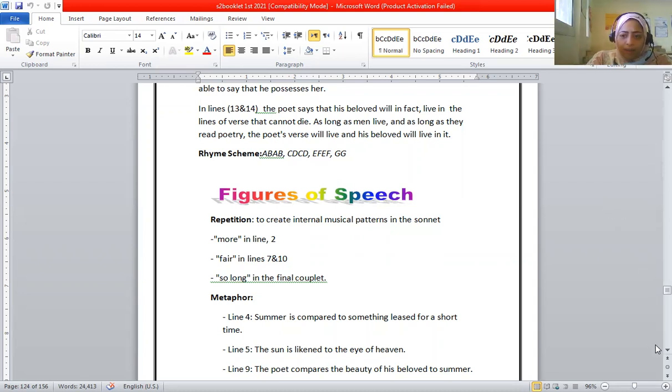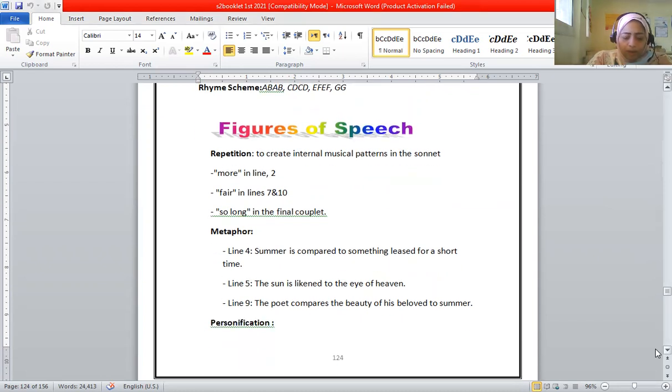We also have a metaphor in line 4: "And summer's lease hath all too short a date." Summer is compared to something that is leased, so they talk about summer as if it's something staying for a short time. Another metaphor in line 5: the sun is likened to the eye of heaven. He compared the sun with the eye of heaven: "Sometime too hot the eye of heaven shines."